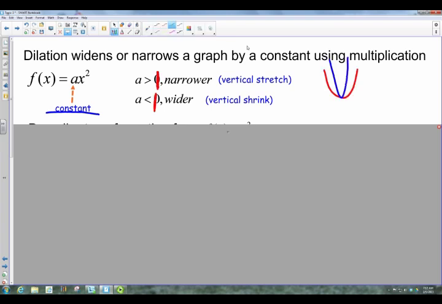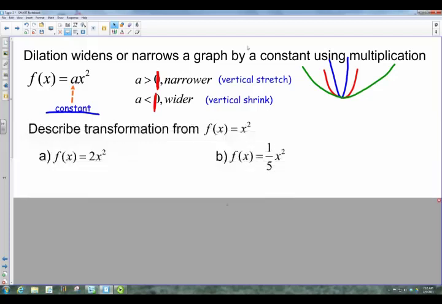Now if a is less than 1, the graph gets wider. And again, if red's the parent function, wider would look something like that. Those are also called vertical stretches and vertical shrinks. Now notice it's greater than 1 and less than 1. However, we're not going to be going into the negatives, and the negatives actually have another effect on the a. So when you think less than 1, consider fractions, like 1/2, 3/4, 1/8, any of those types of fractions are the values we're talking about.